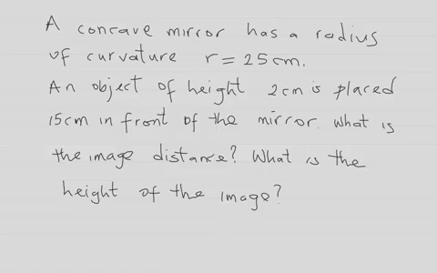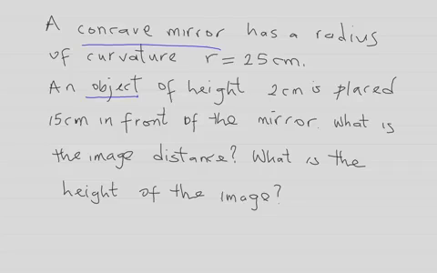Now take note of this. When you are reading physics, read by focusing on the words also, not just the sentences. Take note of the words that are used. Now here, a concave mirror. Take note. We are going to use a concave mirror. It has a radius of curvature of 25 centimeters.